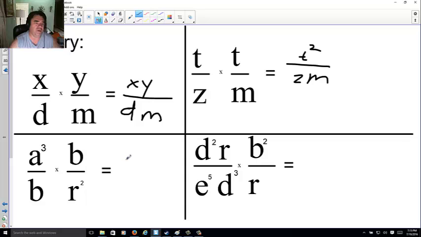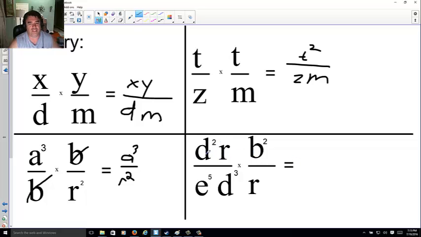This one, A cubed B, I'm going to do a little pre-dividing, meaning since I know there's a B on top and bottom, I'm going to divide them out. Then the bottom just has an R squared. Now, if you don't get that one, don't worry about it. It's a little more advanced. Only some are going to get that, but if you did, props.